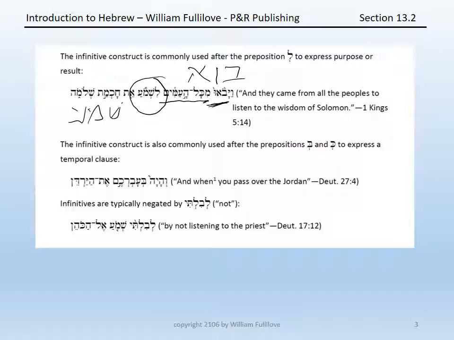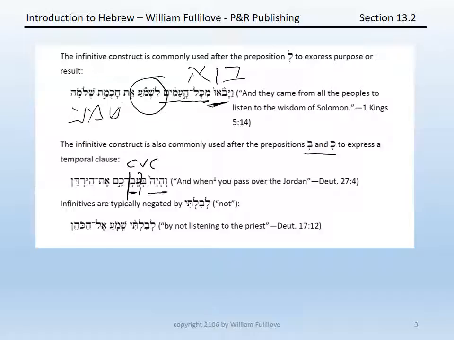The infinitive construct will also commonly be used after the prepositions beit and kaf to express a temporal clause, a clause that we would translate with when. For instance, in Deuteronomy 27:4, v'haya b'ovrechem et hayarden. Note carefully that the form here is a closed, unaccented syllable. So our form here is a qamets hatuf, b'ovrechem. And if you are able to recognize the qamets hatuf, then you will hear the characteristic o sound, the holam sound of the infinitive construct.